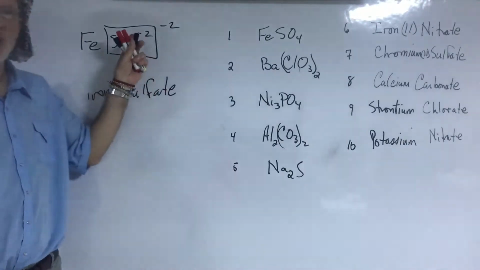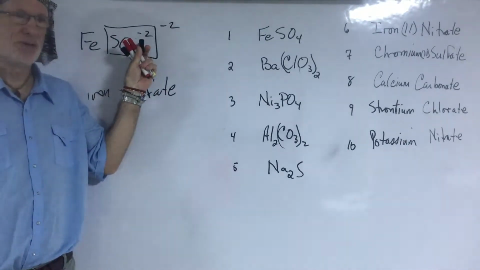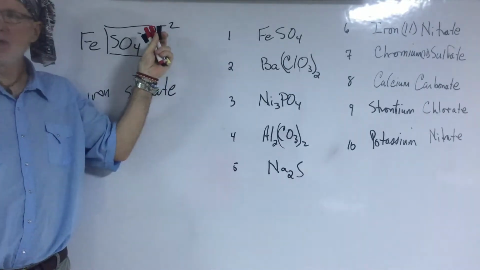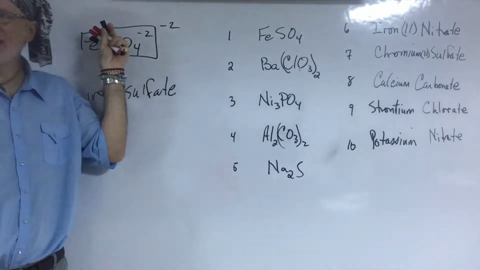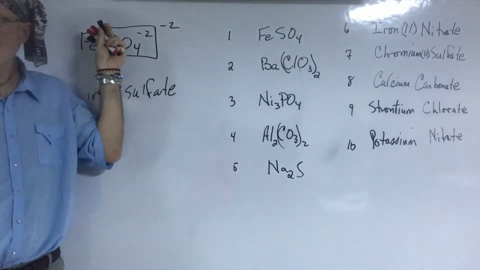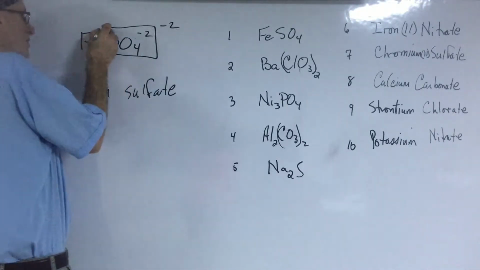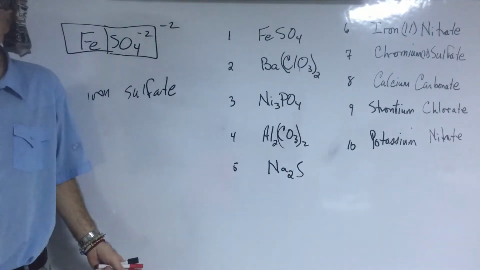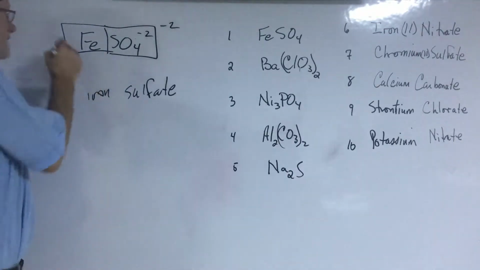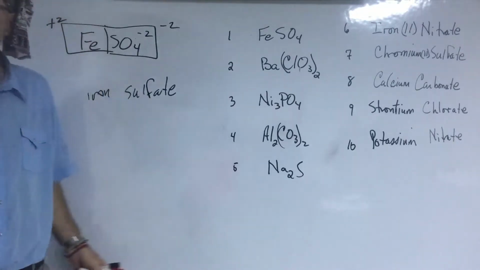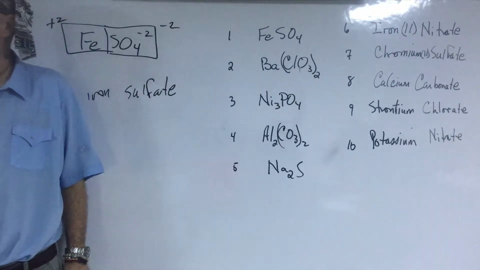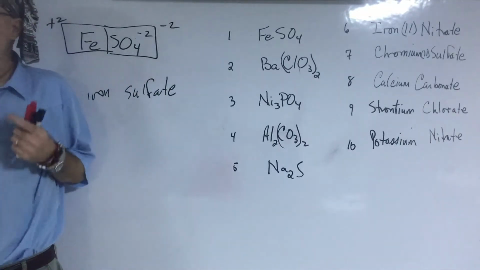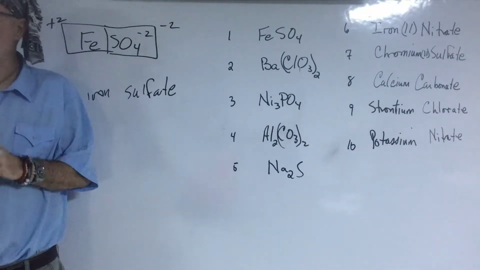Wait a second. I only have one -2. The total negative charge is -2. So the positive component must be equal and opposite, right? For it to be neutral. So what's the charge of the positive component? +2. It's got to be +2, because the compound has to be electronically neutral. They're always neutral.